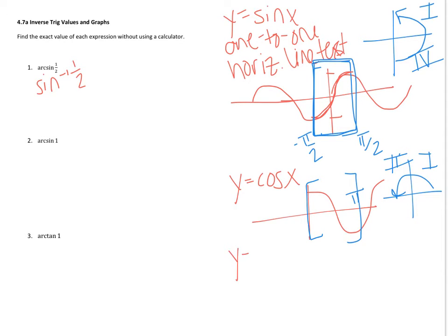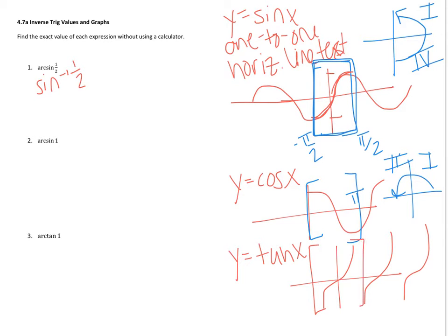And last, if we talk about tangent, the graph looks like this over and over again. The chunk we look at goes from negative pi over 2 to positive pi over 2, just like sine. So you want to make sure your inverse tangents are in quadrant 1 and quadrant 4.